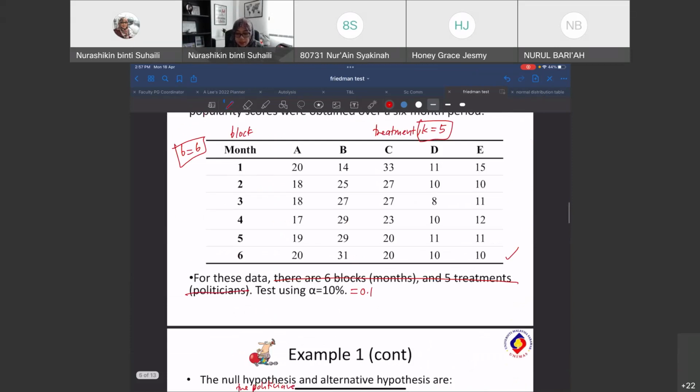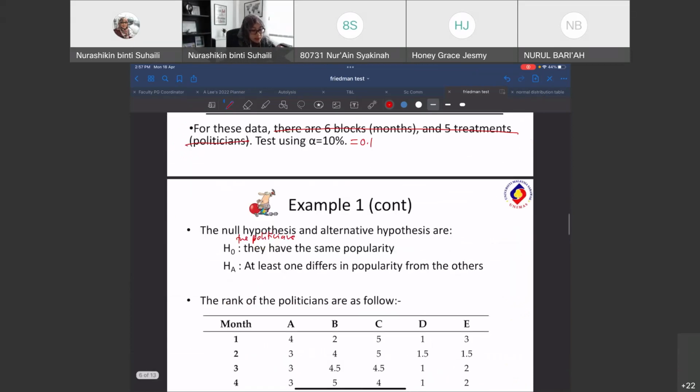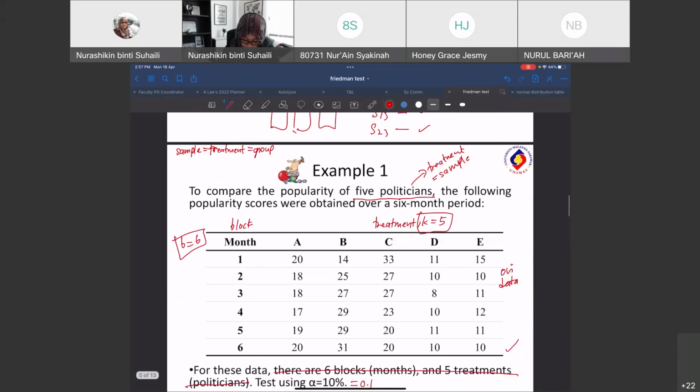Right. So okay, just now, this is the data. This is the original data given to you, right? So have a look at the second step. The second step is to rank the data within each block. Okay, so go back to our data here. So now we know that this is block 1, block 2, block 3, block 4, block 5, and 6. So we have to rank within the block. So let's say for block 1, rank is from the lowest to the highest, isn't it? So the lowest here is 11. So let's say.